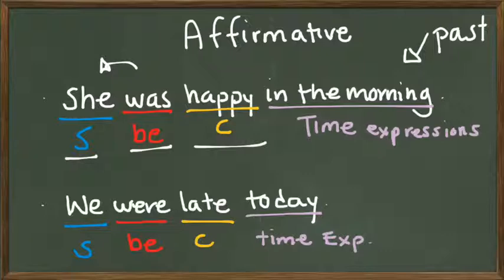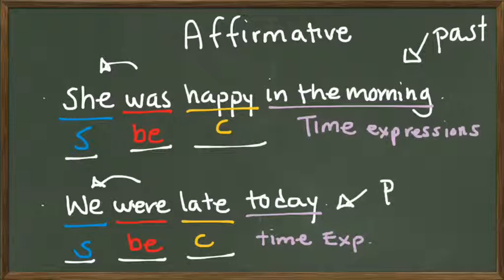In this case, in the second one, we have "we were late today." And then we have our subject. The verb to be in this case is "were," because we're talking about "we." And then we have our complement, late, and then we have our time expression, which is today. Alright, and then again, remember, we're talking about the past. So in this case, a time expression would be necessary.